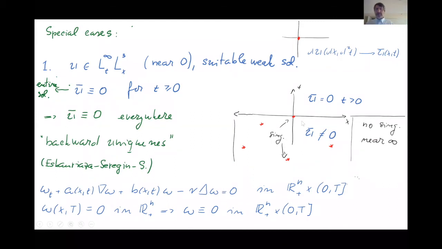So you have a version of the Liouville theorem. You have an entire solution of the Navier-Stokes equations, which this time is not a smooth solution, but it's in the class of the so-called suitable weak solutions. But it still has many nice properties.